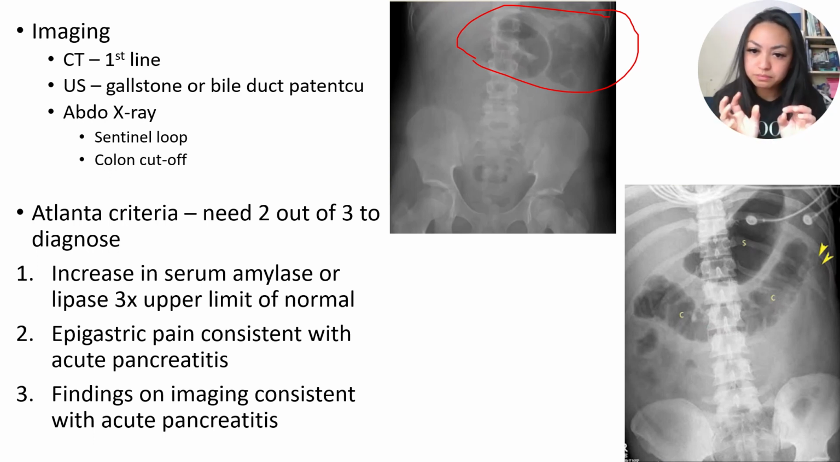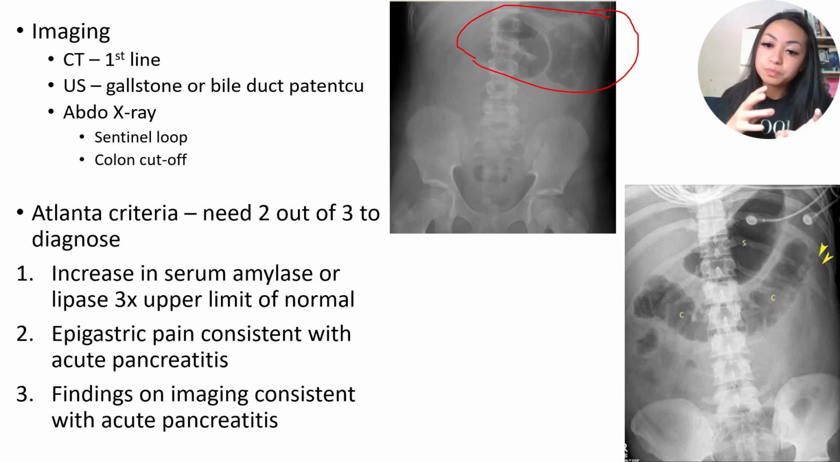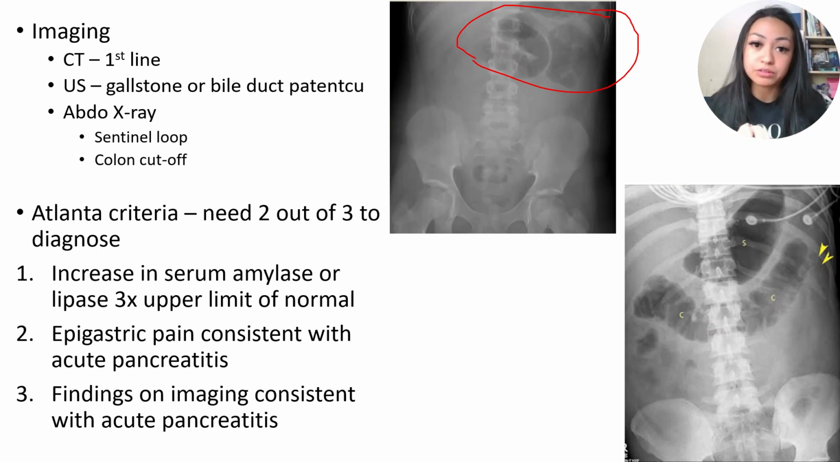There's this loop of bowel around the pancreas, and it contains gas that's not moving along. There's paralysis or ileus of that bowel loop around the pancreas. It has air that's not moving along. That's the sentinel loop: a loop of bowel we see around the inflamed pancreas, which has gas that's not moving along. There's ileus, paralysis of that loop of bowel. That's called the sentinel loop.